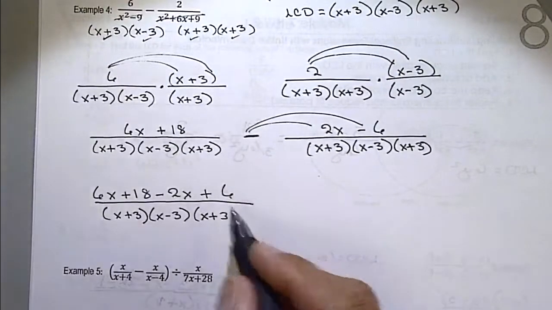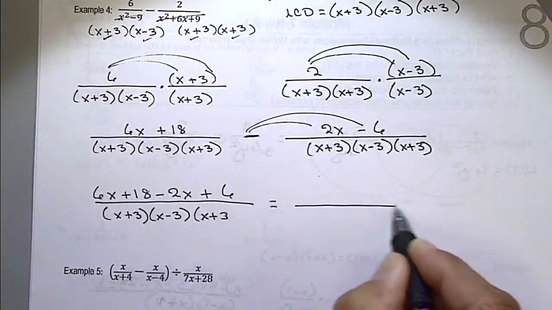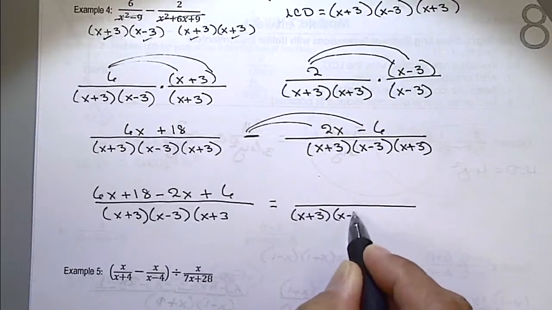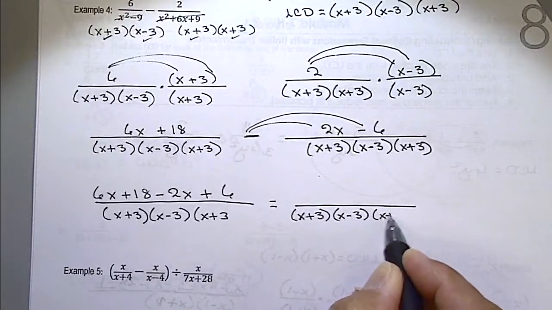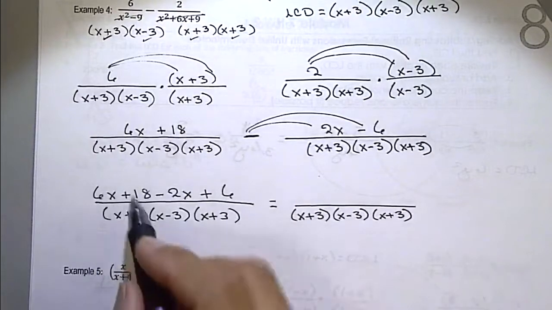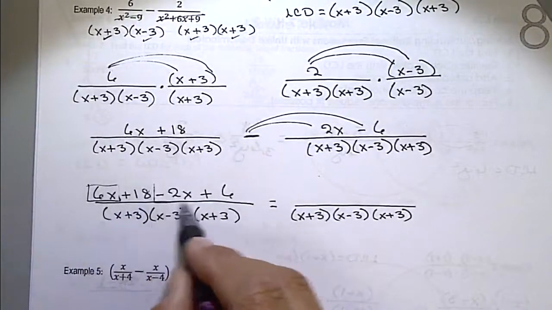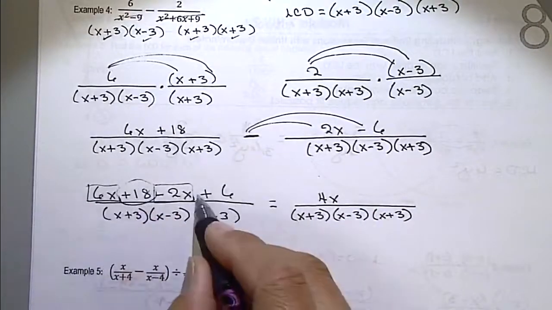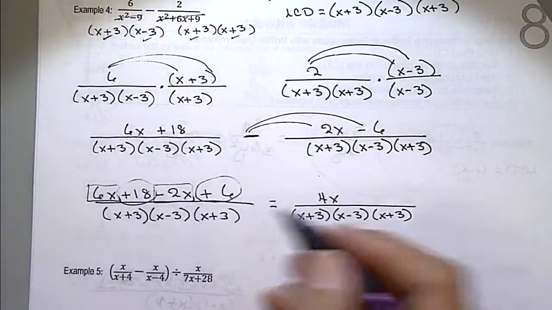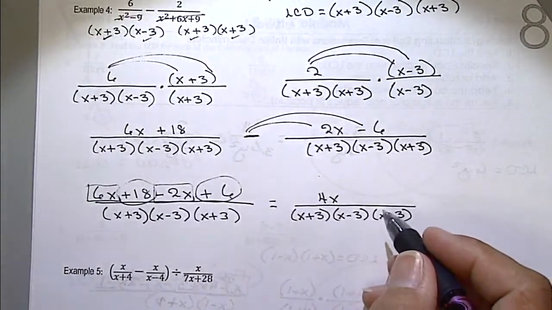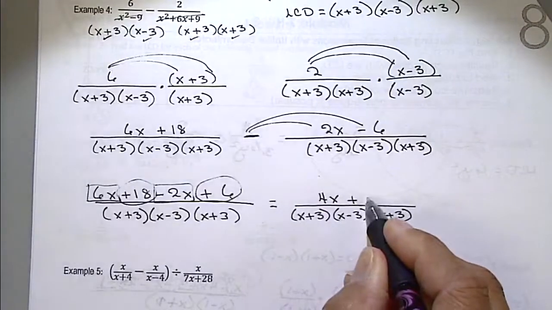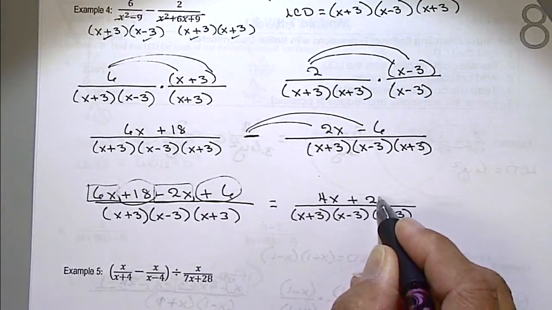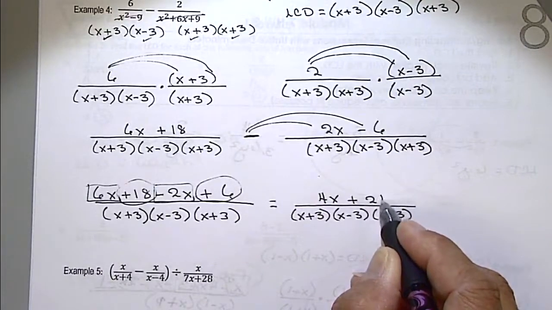Okay, let's combine. We're going to have this common denominator, which is x plus 3 times x minus 3 times x plus 3, right? We're going to say 6x minus 2x, and we're going to get a 4x. And we're going to say 18 plus 6. So what's 18 plus 6? Anybody? 24? Is it? Because right now my brain is not working. Thank you. Because I did it wrong on this piece of paper up here.